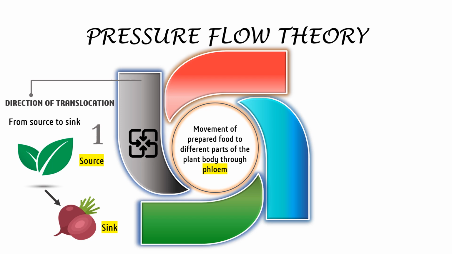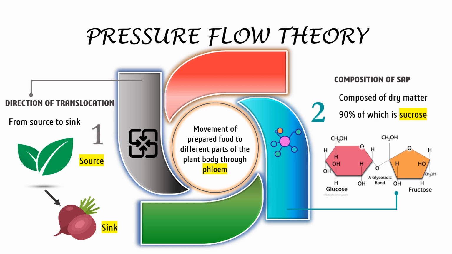The translocating fluid in phloem, the sap, is composed of dry matter, 90% of which is sucrose. This sucrose is food to be translocated from area of supply to the area of utilization.